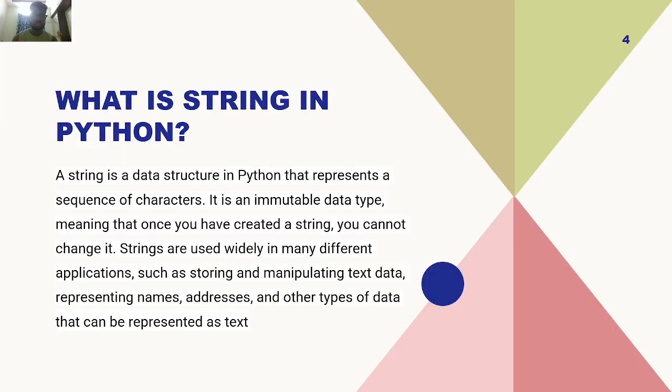So what is a string in Python? A string is a data structure in Python that represents a sequence of characters. It is an immutable data type, meaning that once you have created a string, you cannot change it. Strings are widely used in many different applications such as storing and manipulating data, representing names, addresses, and other types of data that can be represented as text.